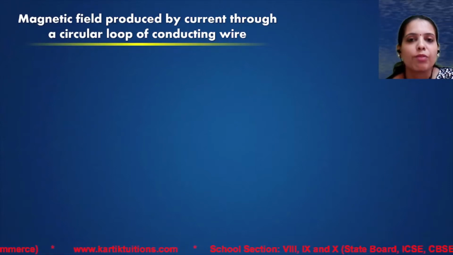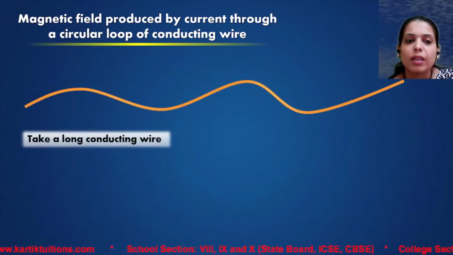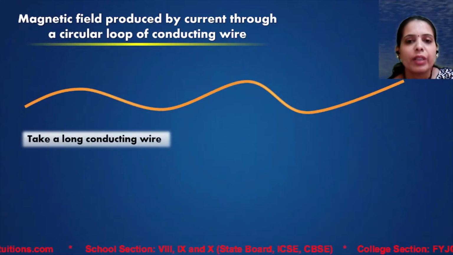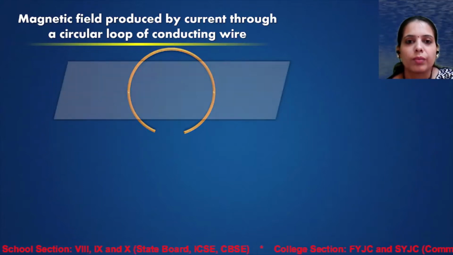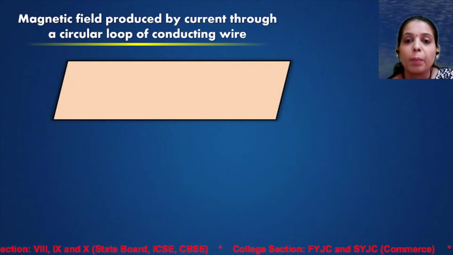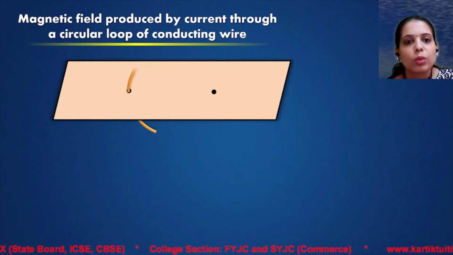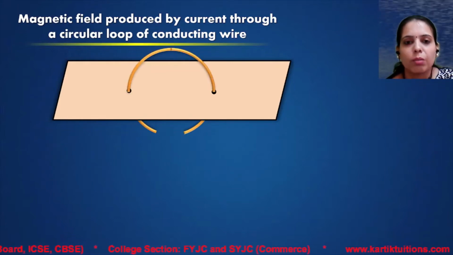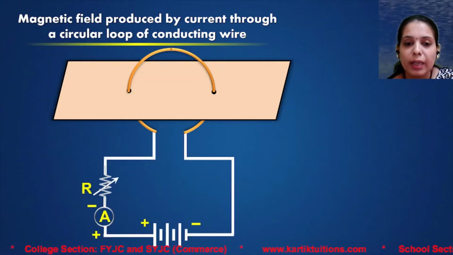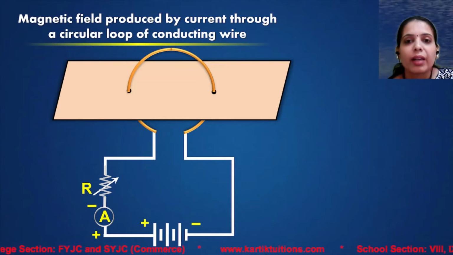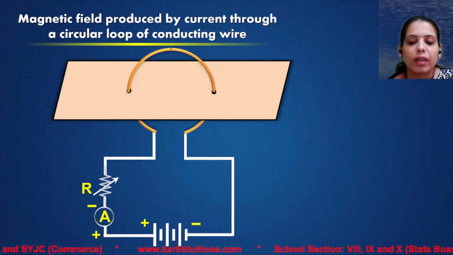For this, we will have to make one small experimental setup. Just take a long conducting wire and give it the shape of a circular loop. Now take a cardboard, make two holes in the cardboard and pass this circular loop through the two holes. Now connect this circular loop to a rheostat, ammeter, battery and a key. This is a similar setup as we have seen in the straight conductor.